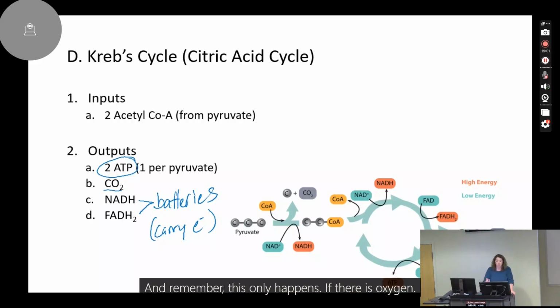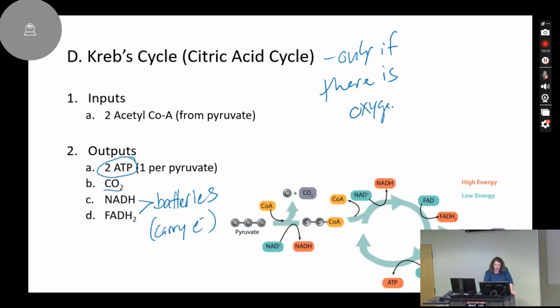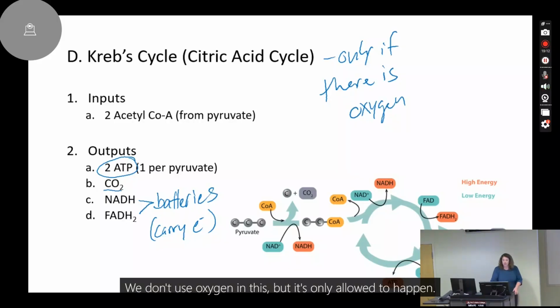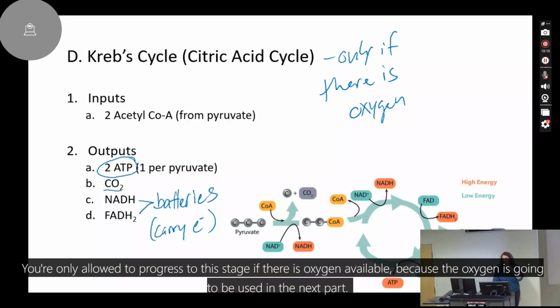And remember, this only happens if there is oxygen. We don't use oxygen in this, but it's only allowed to happen. You're only allowed to progress to this stage if there is oxygen available, because the oxygen is going to be used in the next part.